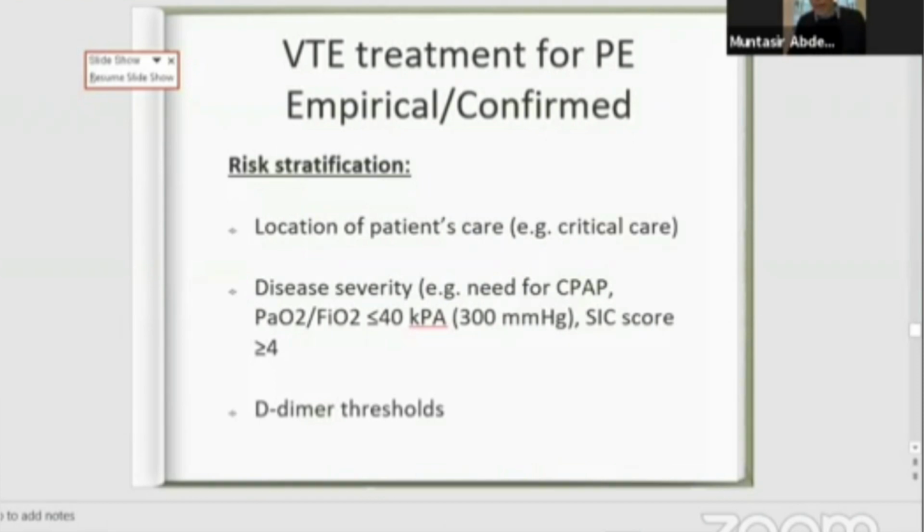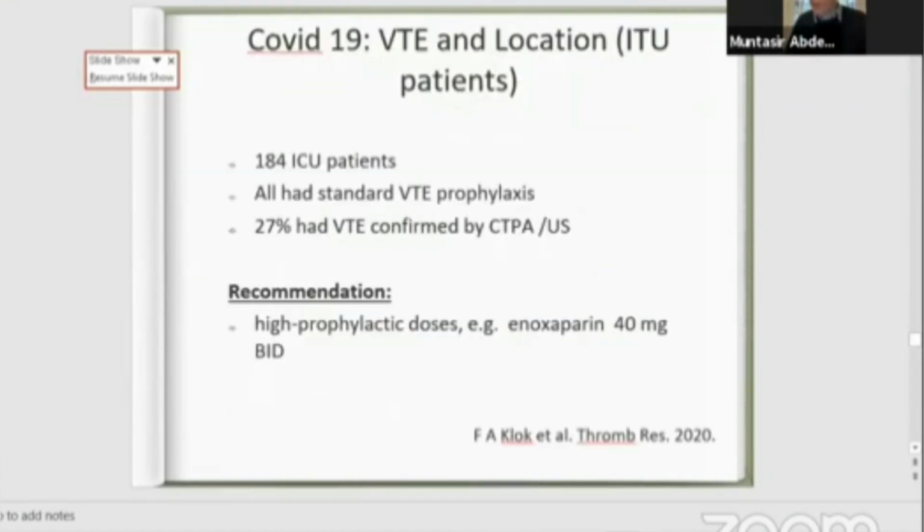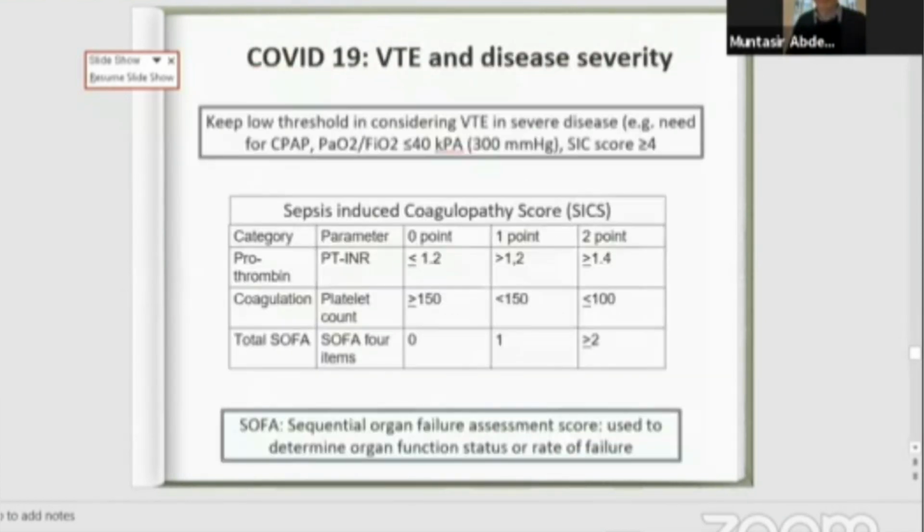Normally we use enoxaparin 40 milligram once daily, or dalteparin 5000 units once daily. You use it twice daily in people with COVID-19. This is their recommendation. Can we have the next slide, please?